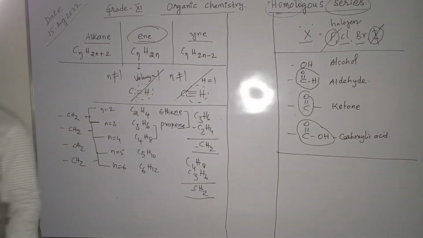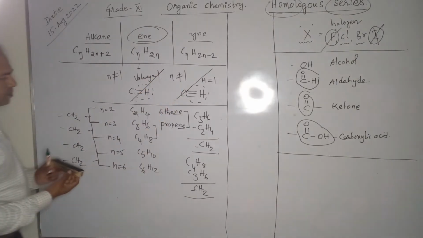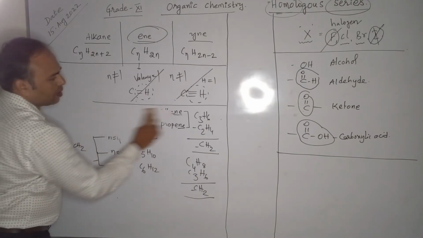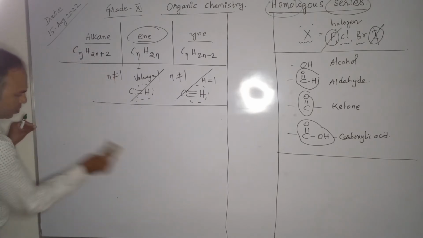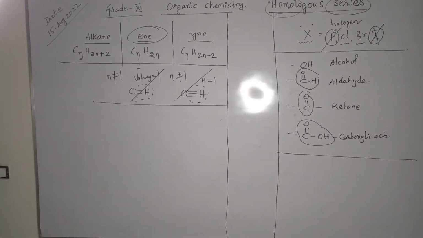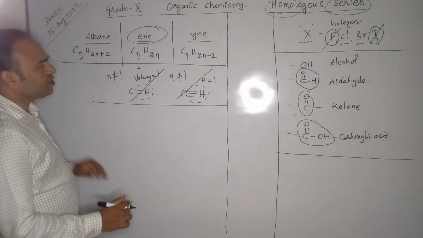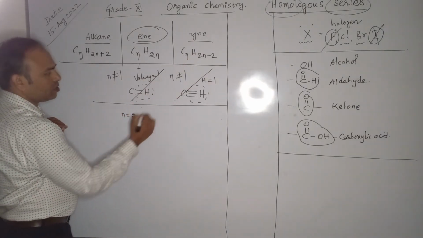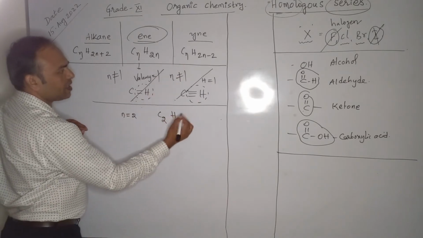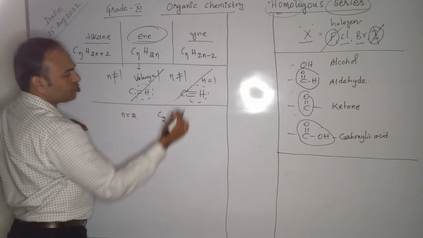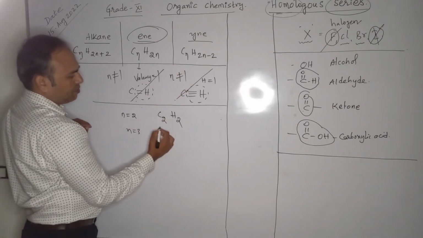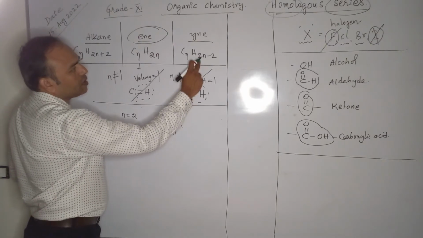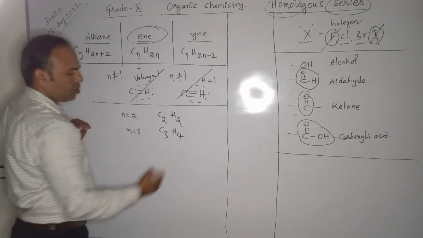Now coming to the triple bond, that is alkyne. I already told you n cannot be 1. Now let us take n is equal to 2. Apply the general formula, CnH2n minus 2. So if n is equal to 2, C2H, 2 into 2, 4, 4 minus 2 is 2, C2H2. N is equal to 3, C3H, here 6 minus 2, 4.